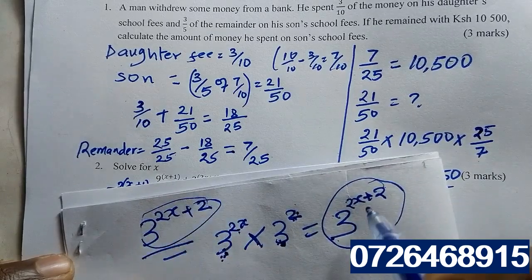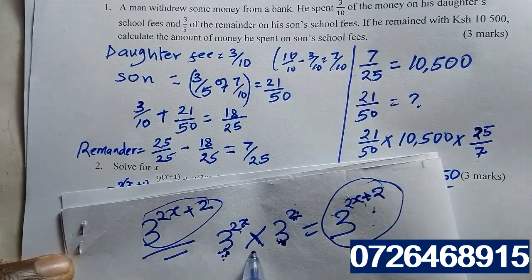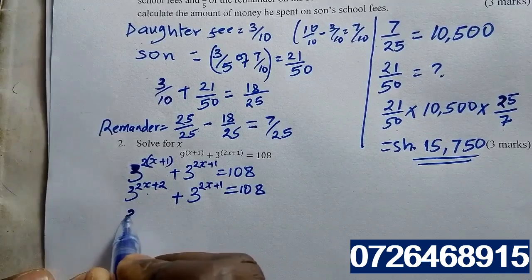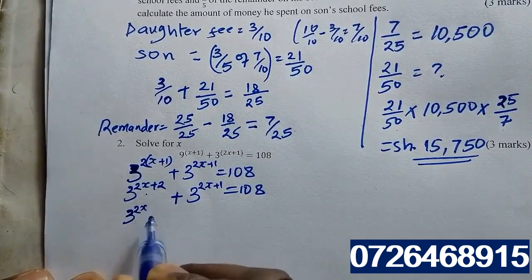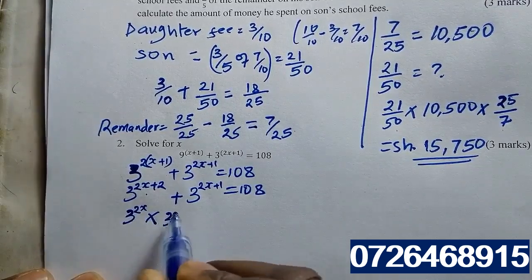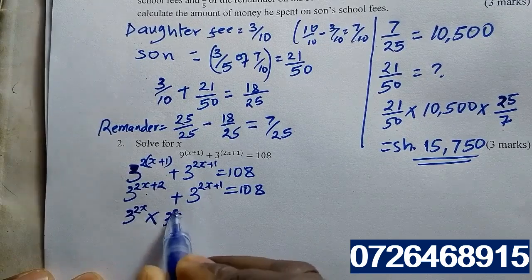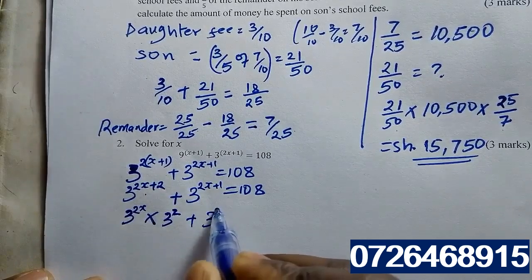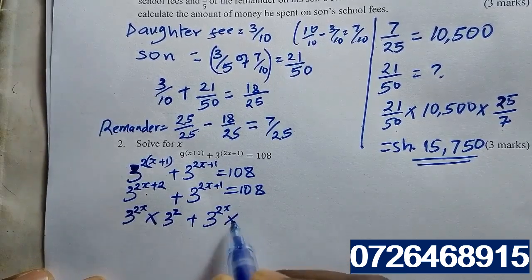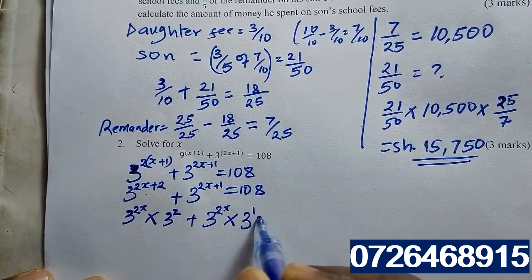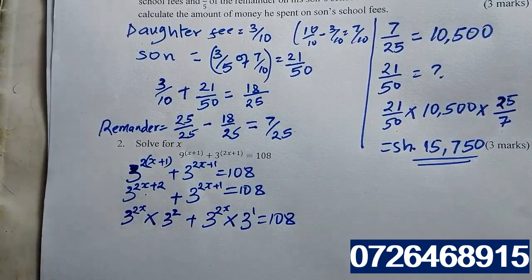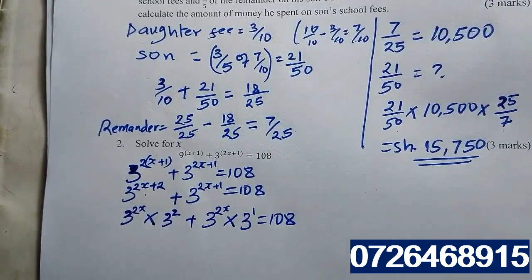So inamaanisha ukiwa hapa lazima uje kurudi huku. So this one is simply 3 raised to 2x times 3 raised to power 2 and then plus 3 raised to power 2x times 3 raised to power 1 equal to 108. So you should be aware of that.